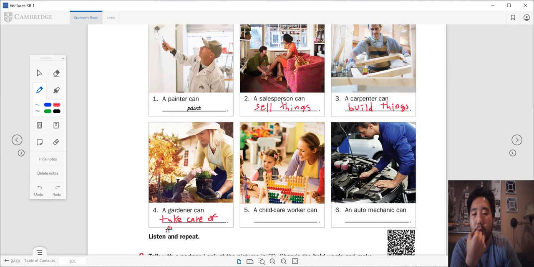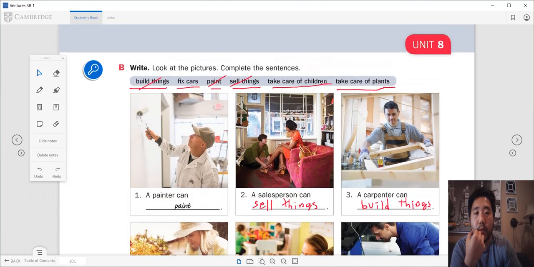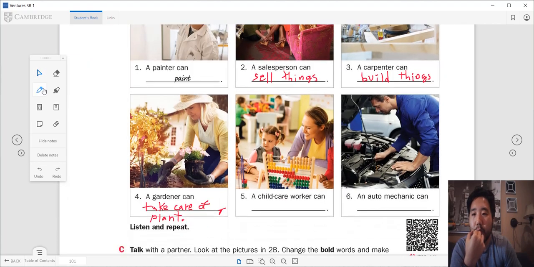plant. And I don't have enough room, so I'm gonna write it here. And then since it's here, I'm gonna put a period. No period here. Forget about that one. So a gardener can take care of plant. Oh, plants, sorry. Plants. It's plural. So I'm gonna do a period right here.